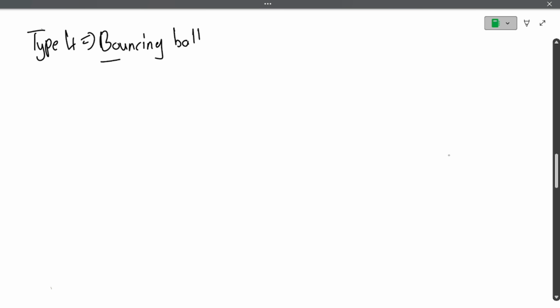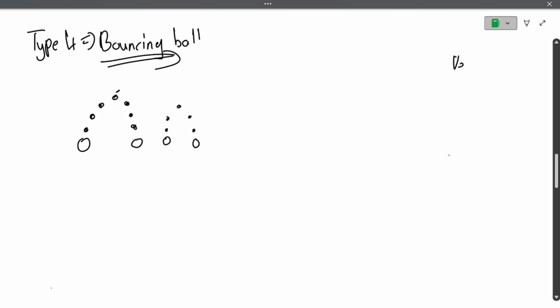So what do we have to know about a bouncing ball? Let me draw its motion. Let's say there's a ball which was thrown downwards, then it hits the ground, and after it hits the ground it goes up to a certain height, and then it comes back to the same position, and then it goes up again to a certain height and comes back to the same position. So this is a bouncing ball. You have to understand each and every variable of the bouncing ball.